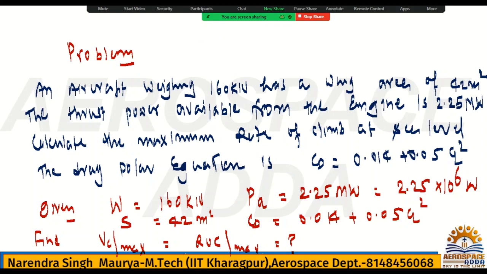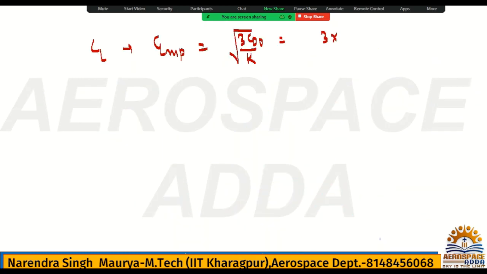In the drag polar, this is nothing but CD0, and this is nothing but K. So what is the CD0 they have given? 0.014, divided by K, and what is the K they have given to us? 0.05. If you solve it, where is my calculator? Yes, it is 3 into 0.014 divided by 0.05. If you take the root, you may get 0.916. So you solve it, as you have to improve your speed.